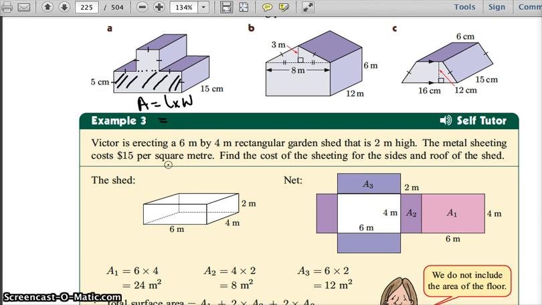All right? So 15 times 5 gives us 75, Green Group, 75 centimetres squared, and we've got that sorted. Okay, there's 75 centimetres squared in there.